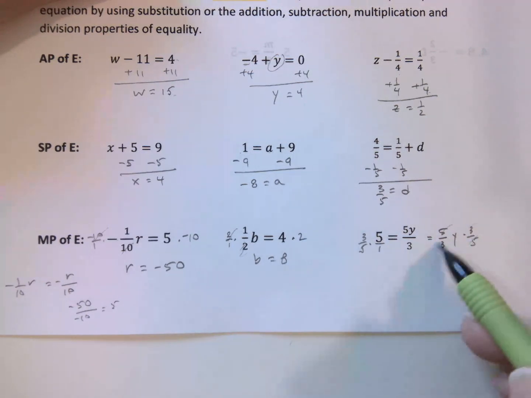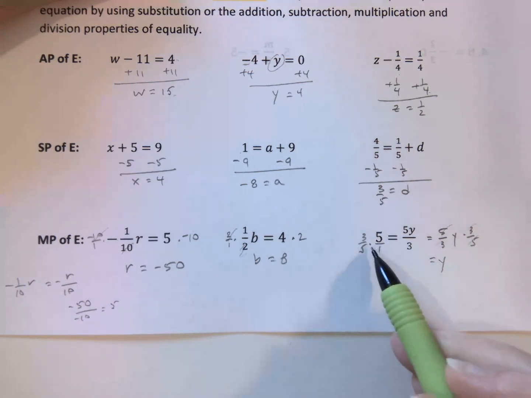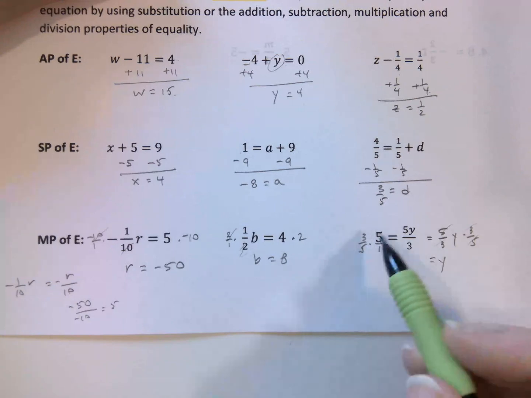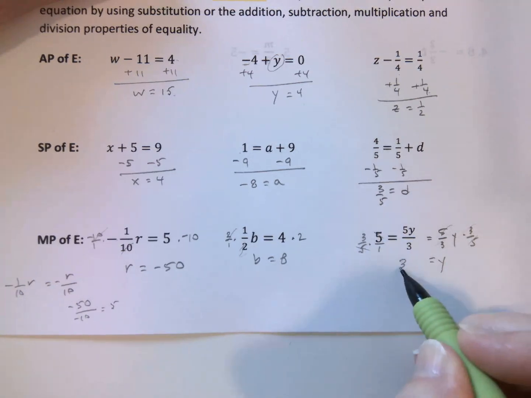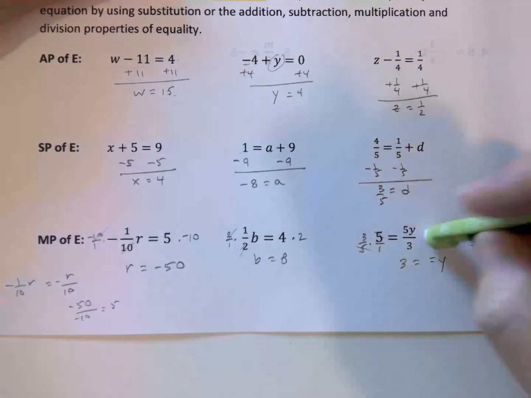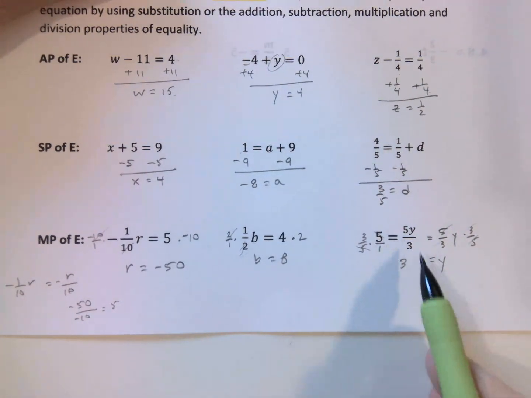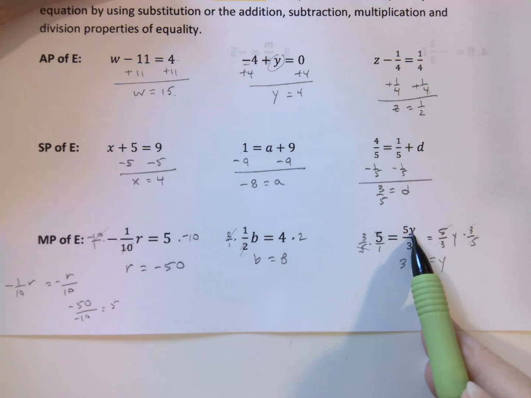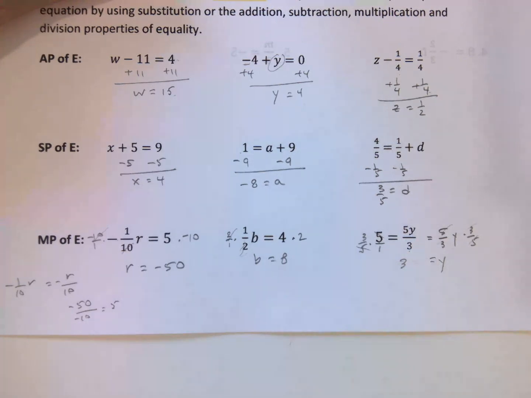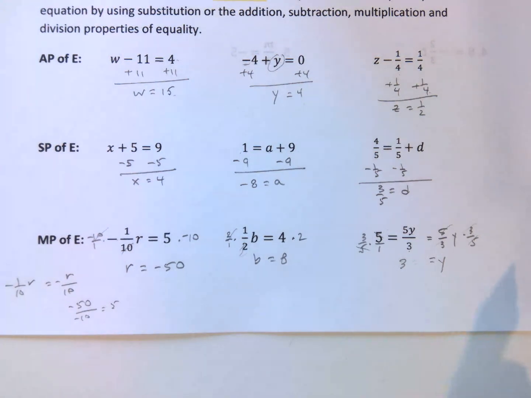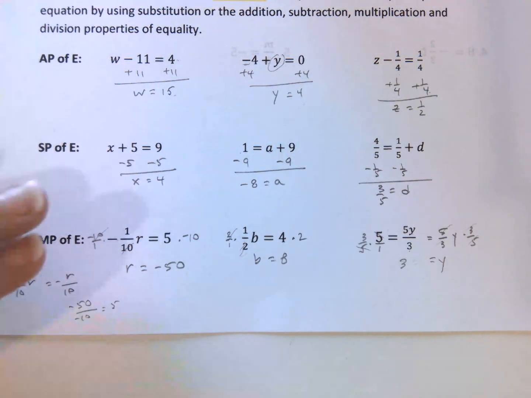Okay, so these cancel because those are the reciprocals. And here I have 3/5 times 5, but the 5's cancel, and I end up with just 3 and 2 equal signs, which is weird. Okay, so if y is equal to 3, check it. 5 times 3 is 15. 15 divided by 3 is 5. So get in the habit of, you don't even have to write it down. Just mentally check your answers.